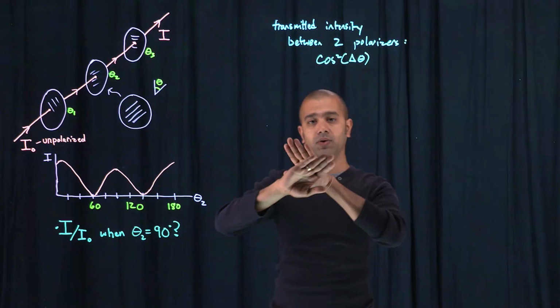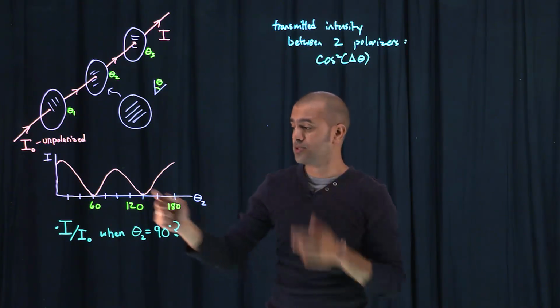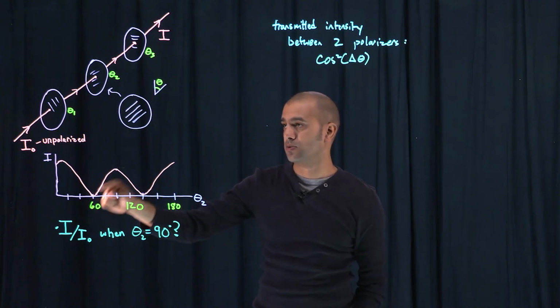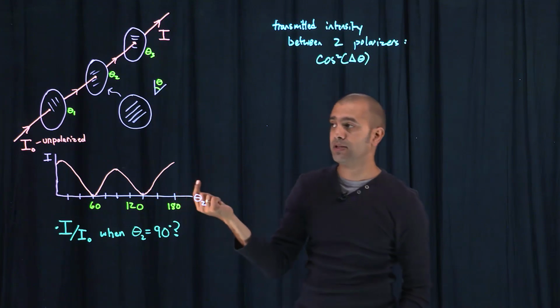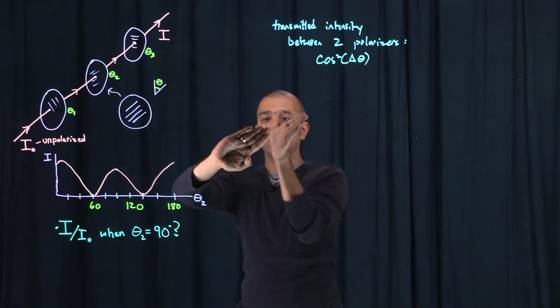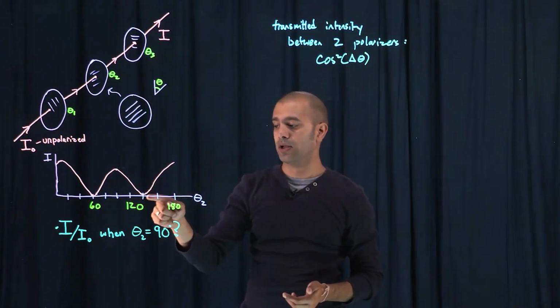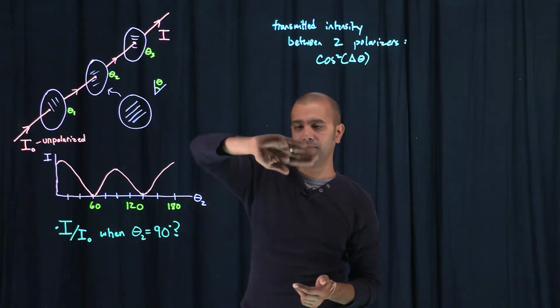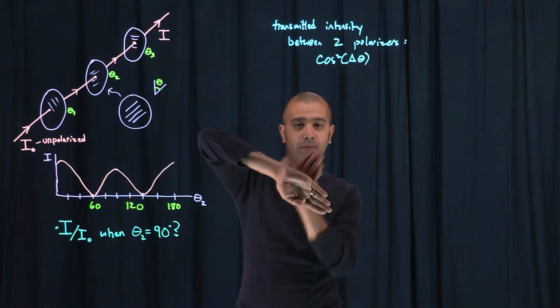What happens when the angles are right angles to one another? And we see that we're going to have dips at 60 degrees, when theta 2 is 60 degrees, and when theta 2 is 140 degrees. What that means is that when theta 2 is at 60 degrees, either theta 1 or theta 3 has got to be at a right angle to it. Likewise, when theta 2 is at 140, so 140 is maybe like this, either theta 1 or theta 3 has got to be at a right angle to that.